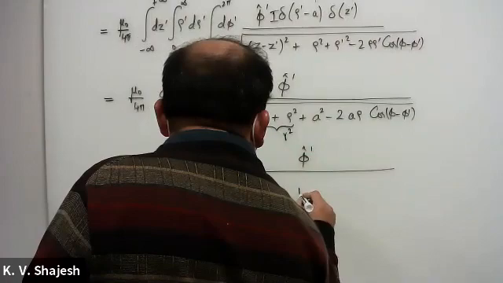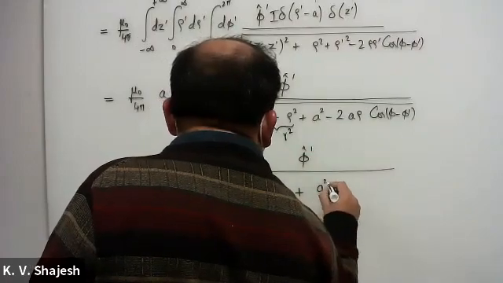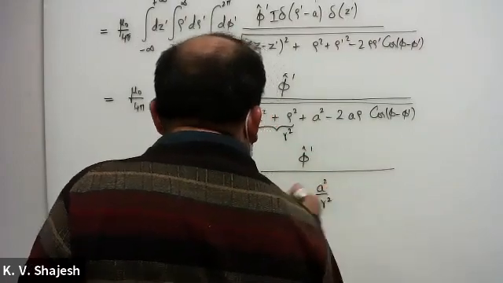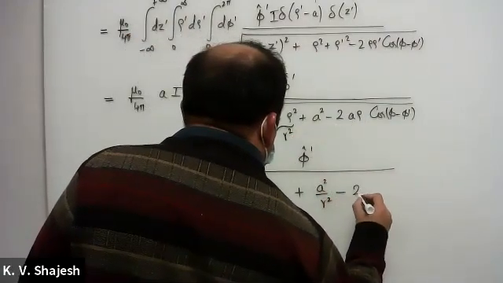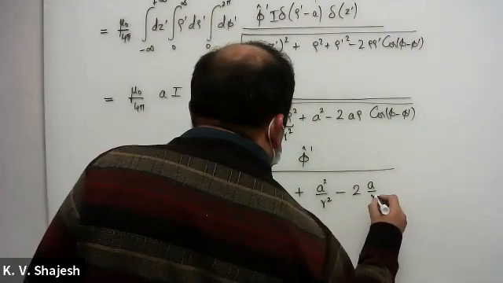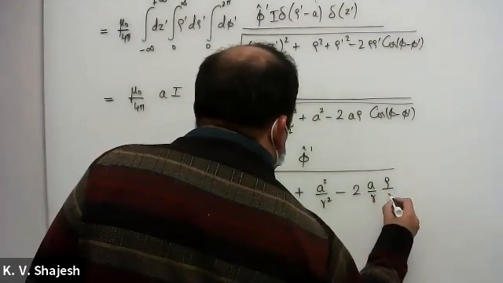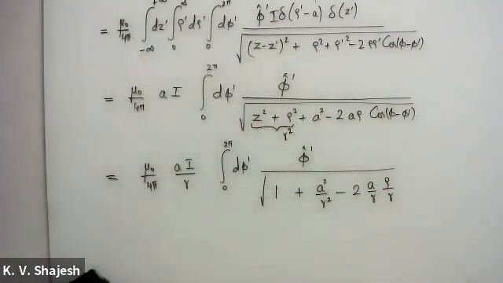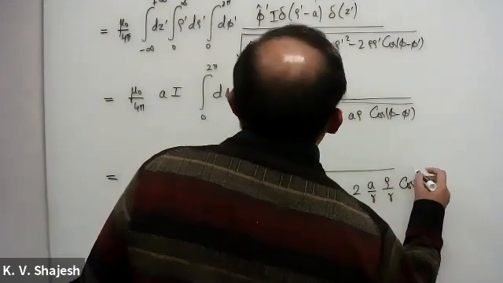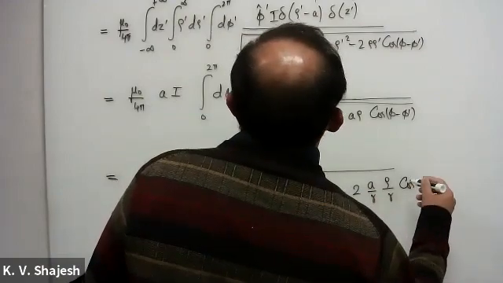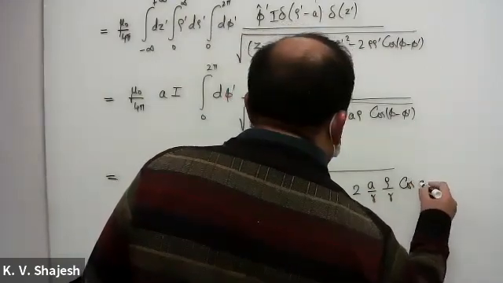This becomes plus a square over r square. Since I pulled out an r, I have to divide the rest by r. So that's minus 2 times a over r times rho over r and cosine of phi minus phi prime.